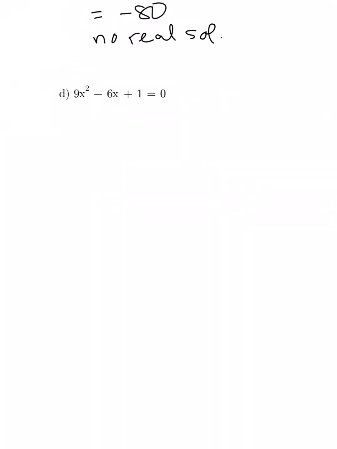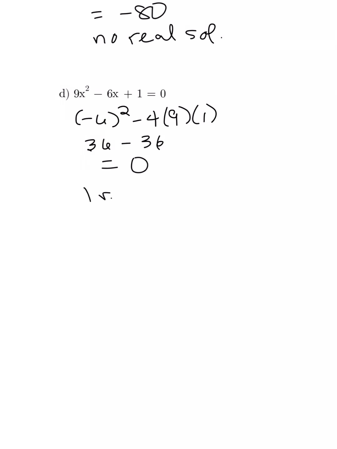On our last example, start with your b squared, which is going to be negative 6 squared, minus 4 times the a of 9 times the c of 1. Negative 6 squared is 36. Negative 4 times 9 times 1 is negative 36. So the value of our discriminant is 0. When this happens, you have one real solution.